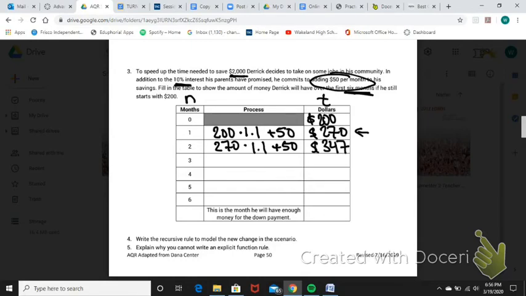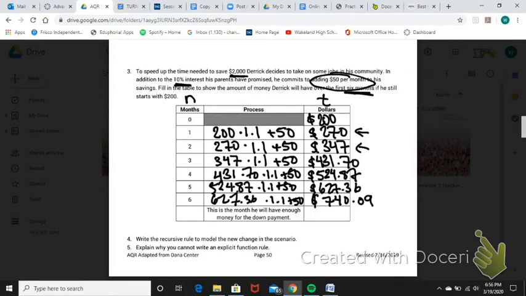So we plug all of that into our calculator and get $347. Now when we get to that third month, again, the amount of money in his bank account is going to be from the month before. So hopefully we see the pattern that's going to be picked up here. It's going to be $347. We're going to multiply that times 1.1, add that 50 to it, and we're going to get $431.70.